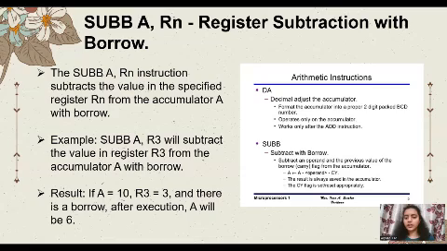Here there is also one of the arithmetic instructions, DA, which is decimal adjust the accumulator. It formats the accumulator into a proper two-digit packed BCD number, operates only on the accumulator, and works only after the addition instruction. And subtraction with the borrow subtracts an operand and the previous value of the borrow, which is the carry flag, from the accumulator. The result will always be saved in the accumulator.